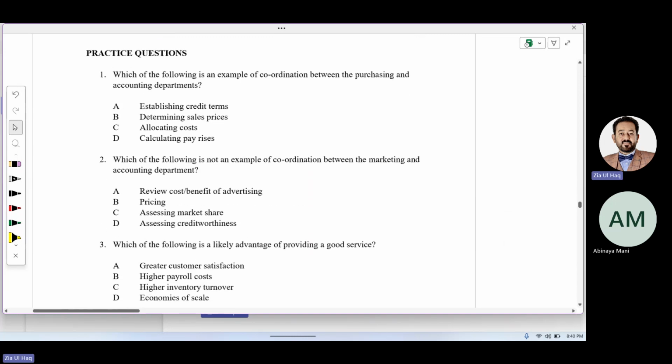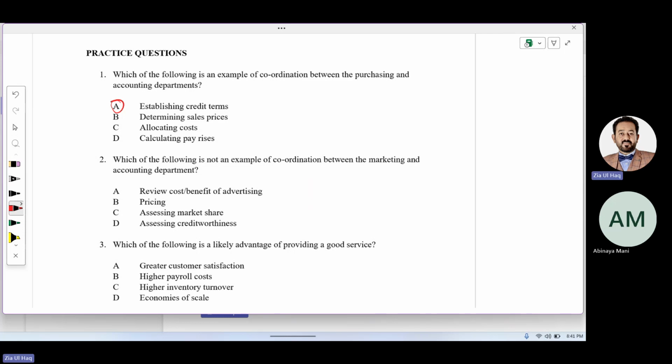Let's discuss MCQs. MCQ number 1. Which of the following is an example of coordination between the purchasing and accounting department? Establishing credit terms? Yes. Determining sale prices? No, that will be between sale department and accounting. Allocating cost? That will be production. Calculating pay rises? That will be payroll and accounting. So A is relating to purchase and accounting.